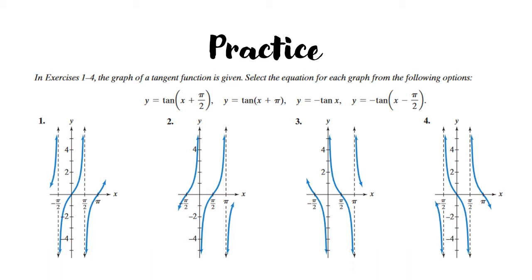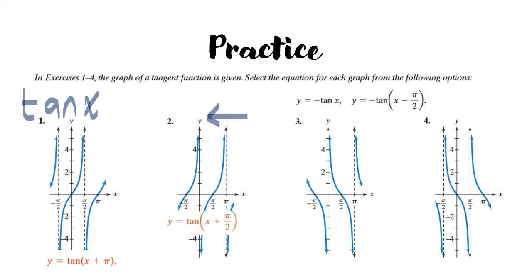Now in these exercises, we need to match the graph with the corresponding function. If I look at the first one, I see this one is the same graph as tangent x. So among my options, it's going to be tangent of x plus pi, because the period of tangent is pi. If I look at number 2, I notice my graph got shifted pi over 2 to the left, so that's going to be tangent of x plus pi over 2.